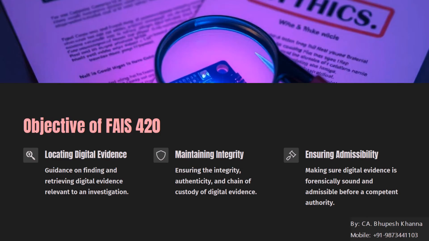First point is Objective of FAIS 420. It aims to provide guidance on locating and retrieving digital evidence relevant to an investigation, maintaining the integrity, authenticity, and chain of custody of digital evidence, ensuring that digital evidence is forensically sound and admissible before a competent authority. The standard promotes ethical, systematic, and legally compliant digital forensic practices.